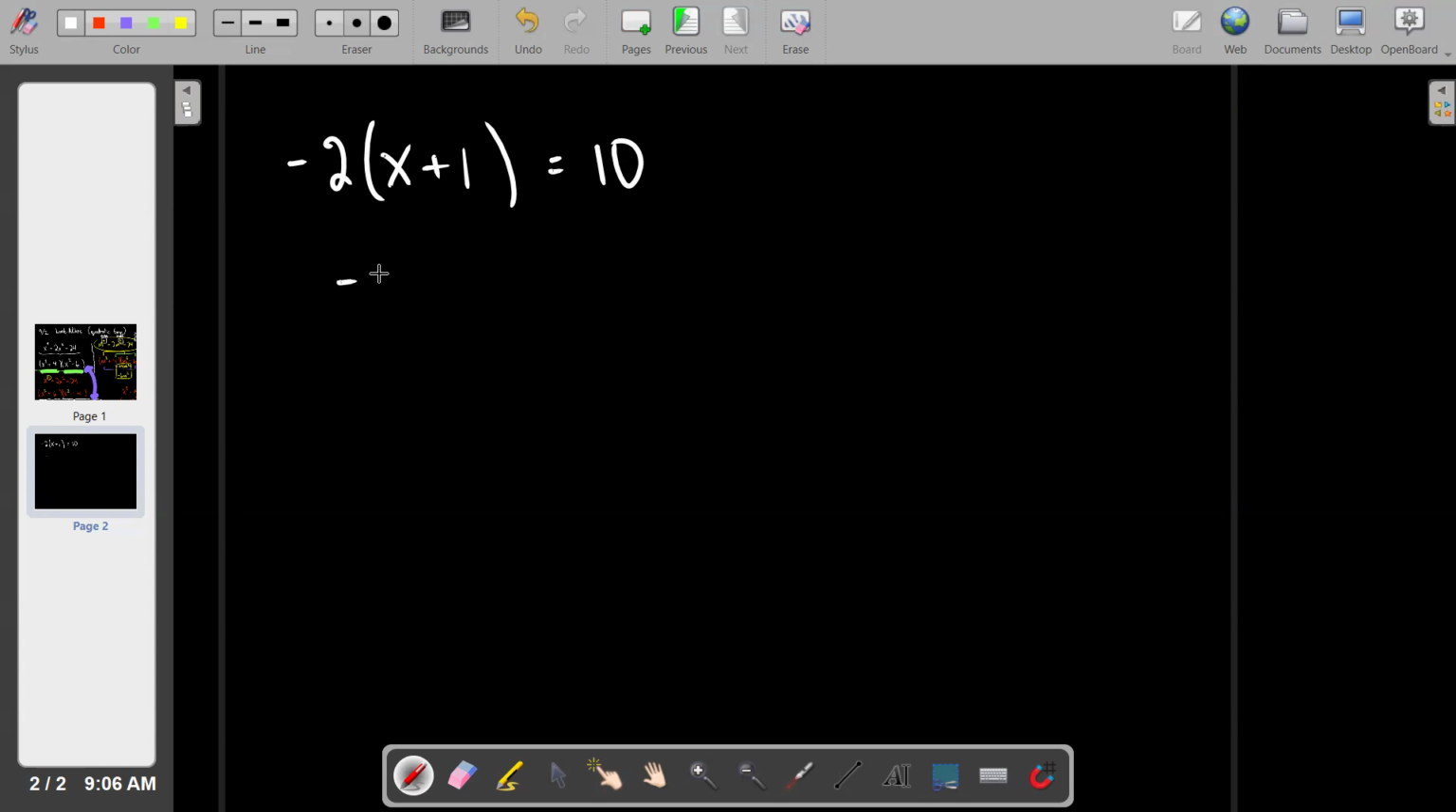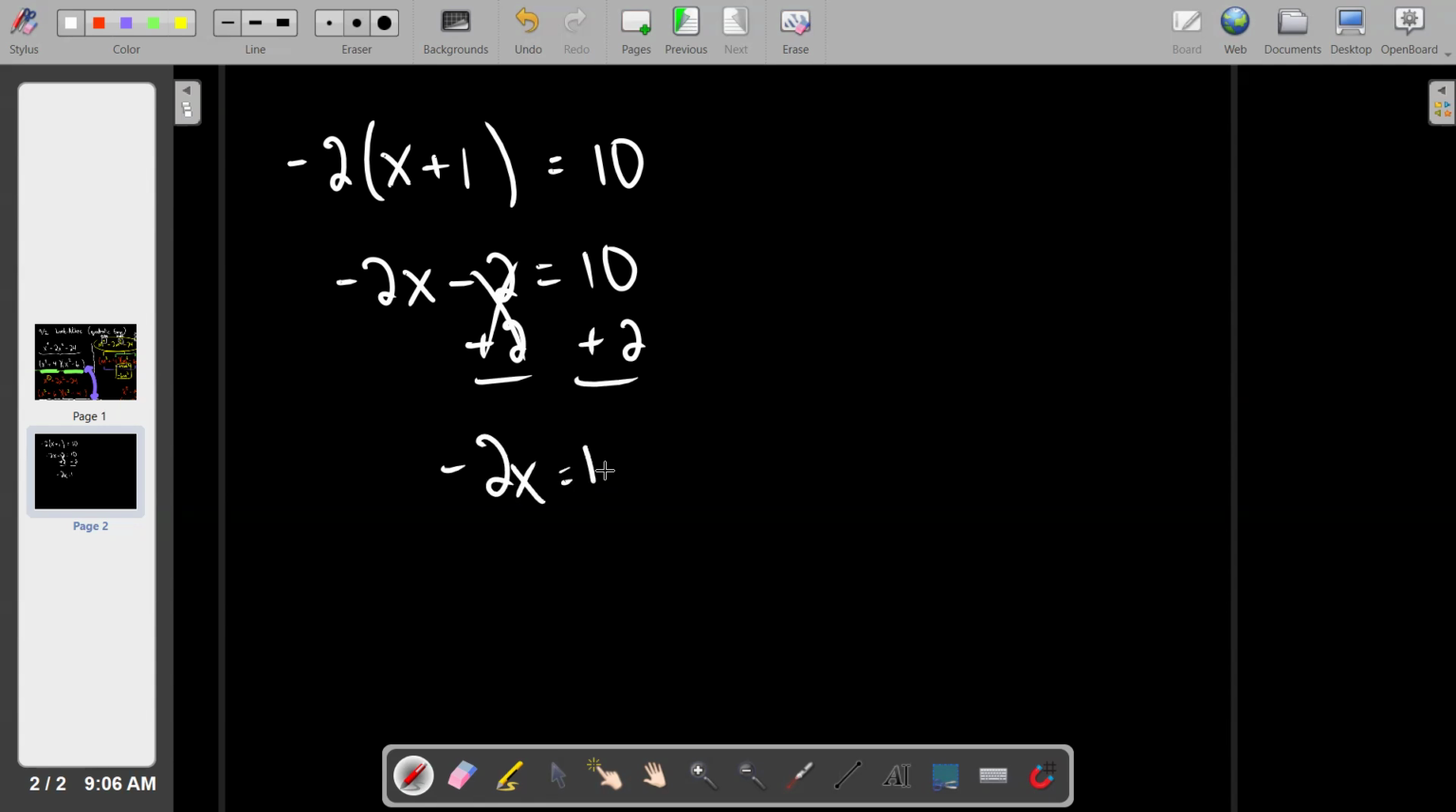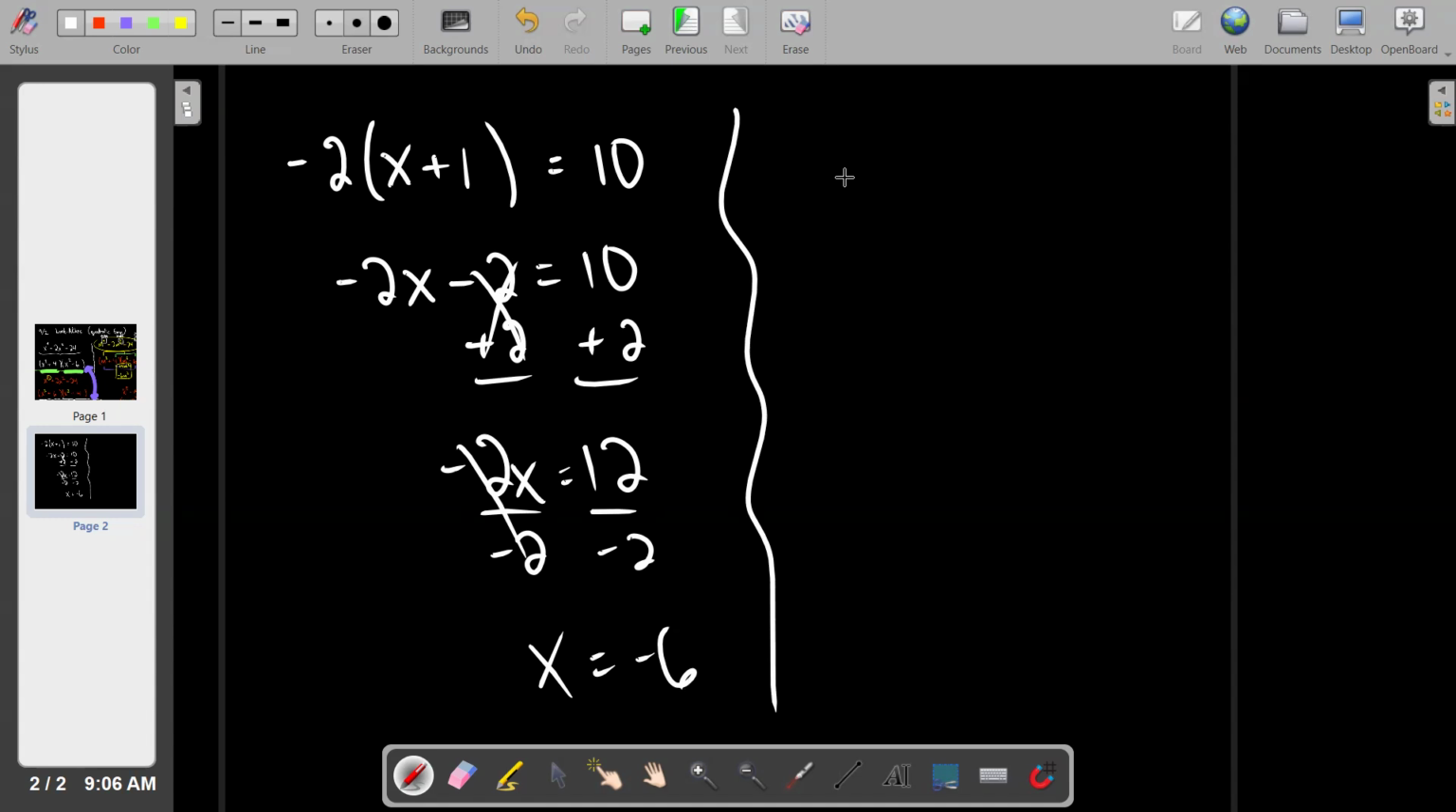So you would distribute the -2 and get -2x minus 2. You would add 2 to both sides. And this is not the question that I got. I'm just showing you an example of something you already know. So that should be easy. The question that I just got is this.